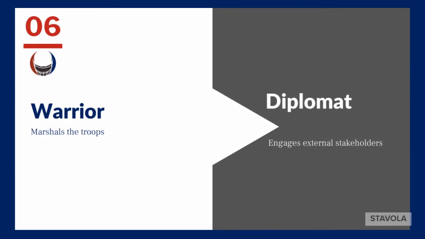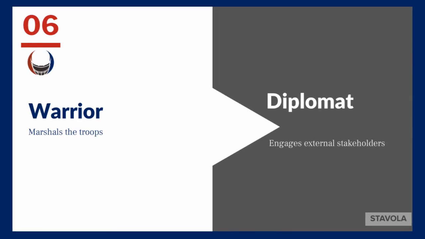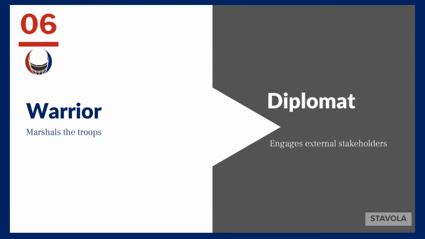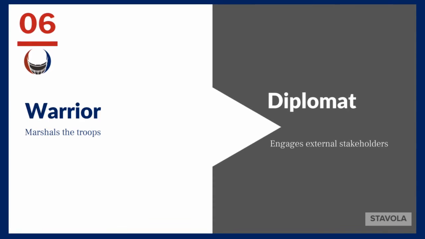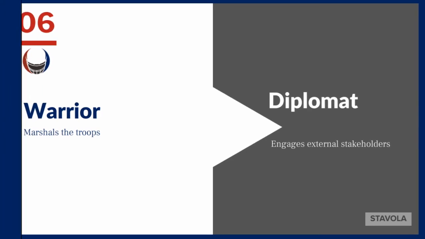Next, you'll want to shift from a warrior, marshaling the troops, to a diplomat, engaging external stakeholders. This shift from a warrior to a diplomat means that you'll spend much less time marshaling up the troops and more time engaging and influencing the full range of stakeholders. You'll be bombarded with requests from groups both inside and outside your organization. But how will you prioritize your time? Where will you focus for the greater good of the organization?